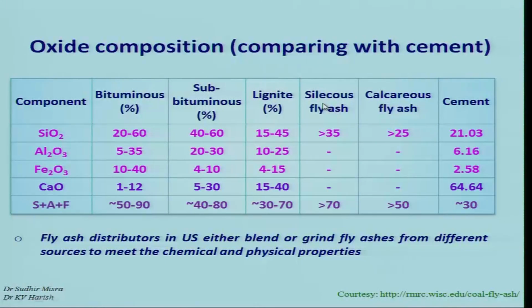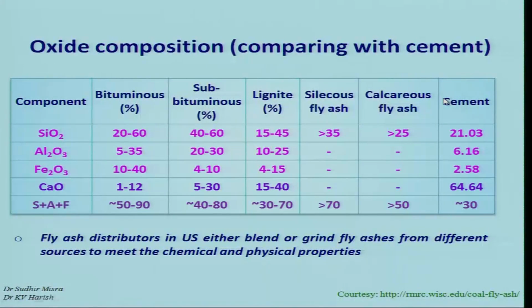And if you compare it with the requirements provided by the IS, this has to be greater than 70%, and this has to be greater than 50%. If for some reason the S plus A plus F is lower than 50%, then such fly ash cannot be used for applications in India. Likewise, if the S plus A plus F is lower than 70, we have to again check if it is lower than 50%. If it is lower than 50%, you have to reject it. If it is greater than 50%, that particular fly ash can be designated as a calcareous fly ash and still can be used for application.